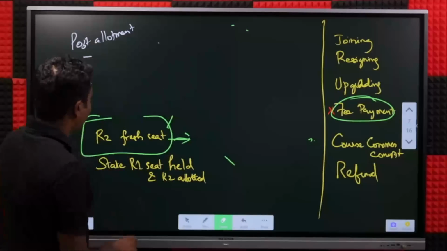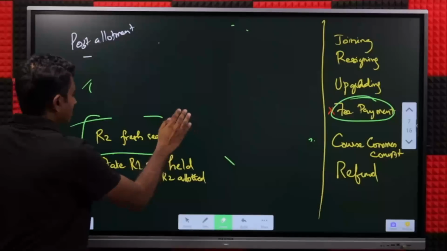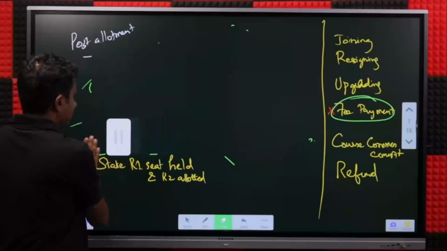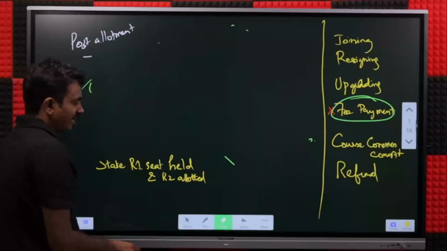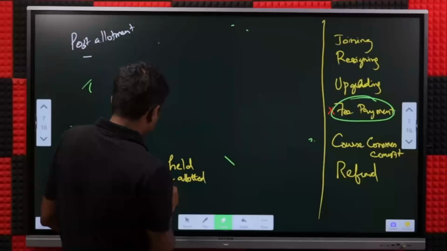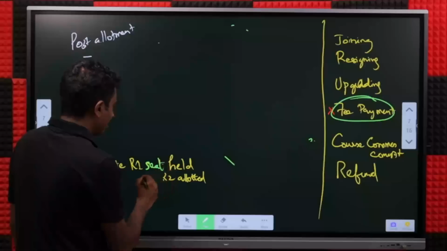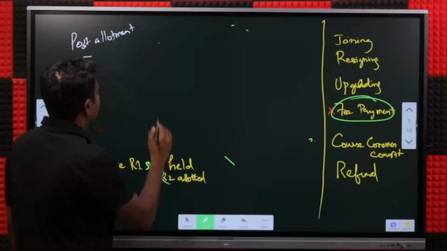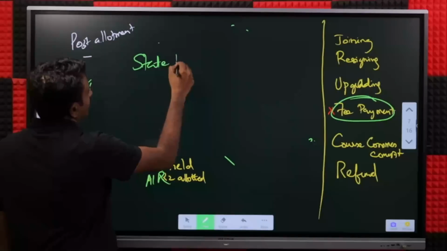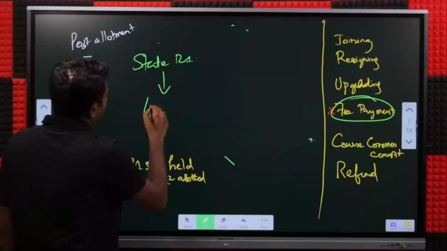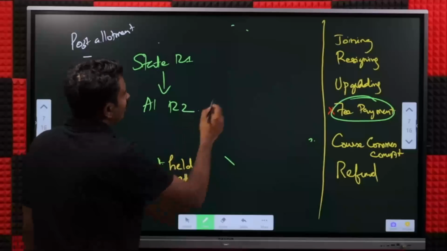Okay, so now we are coming into the last scenario, which is state R1 seat held and AA R2 allotted. This should be AA, sorry. State R1 seat held and AA R2 allotted. So you hold a state R1 seat and you are moving to an AA R2 seat. What will be the joining process?